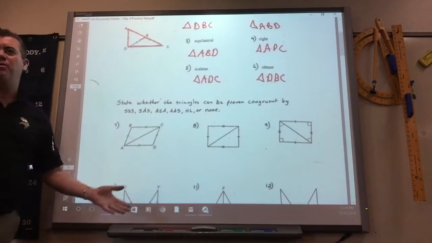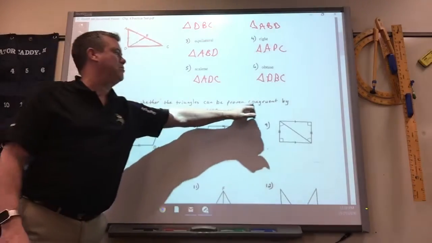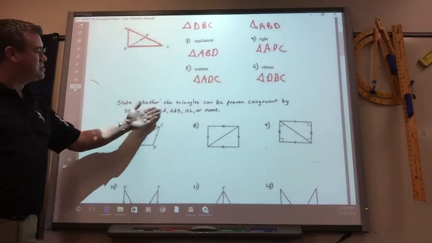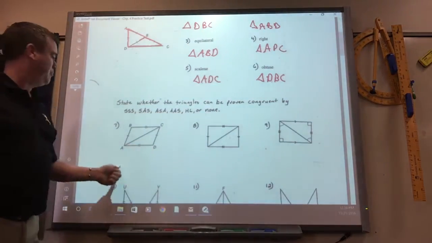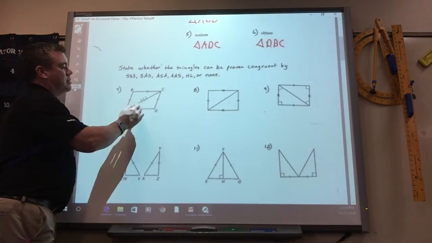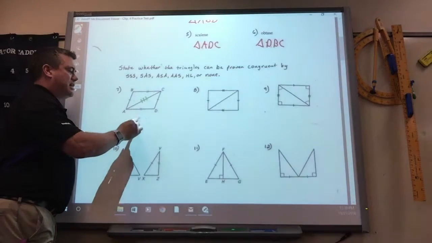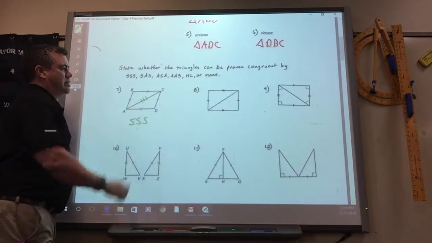Okay, then we get to the part where it's like most of the assignments in this chapter. State whether they can be proven congruent by this, or that. Or it could be no, none of them. So in 7, it's got a shared side. So all three sides are congruent. Side, side, side.